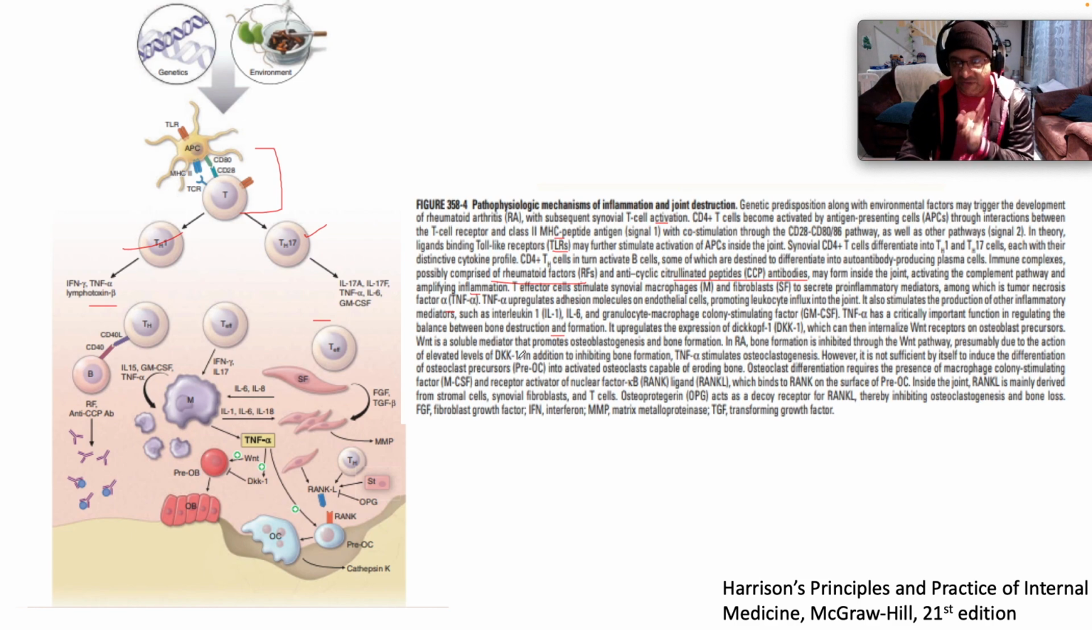However, it is not sufficient by itself to induce the differentiation of osteoclast precursors into activated osteoclasts capable of eroding bone. So osteoclast differentiation requires the presence of macrophage colony stimulating factor and receptor activator of nuclear factor kappa B ligand, which binds to RANK on the surface of the pre-OC. Inside the joint, RANKL is mainly derived from stromal cells, synovial fibroblasts, and T cells. Osteoprotegerin acts as a decoy receptor for RANKL, thereby inhibiting osteoclastogenesis and bone loss.